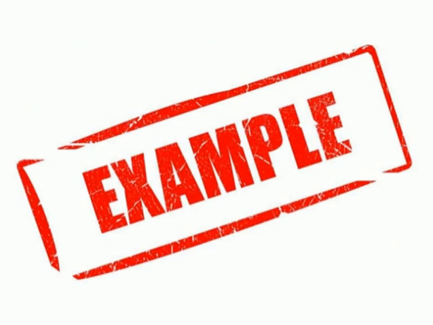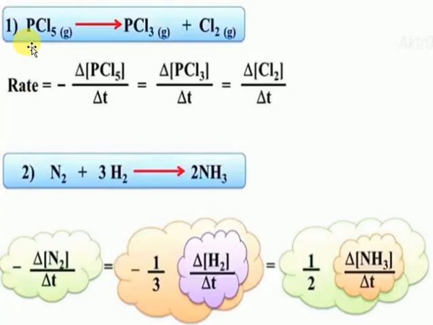Just imagine some examples I am giving on how to represent the rate of a chemical reaction. Remember that PCl5 breaks into PCl3 plus Cl2. The reactant concentration and the product concentration: minus delta, the large change in concentration, in brackets the concentration term for PCl5, by delta T, that's the time. As time goes on, PCl5 concentration decreases, and PCl3 and Cl2 concentrations increase. The plus symbols need not be mentioned explicitly. Delta PCl3 by delta T is equal to delta Cl2 by delta T.